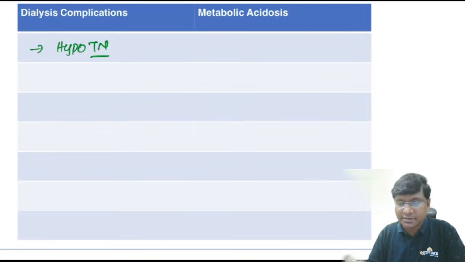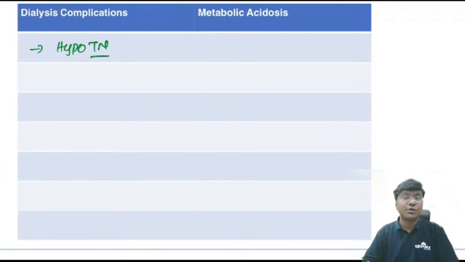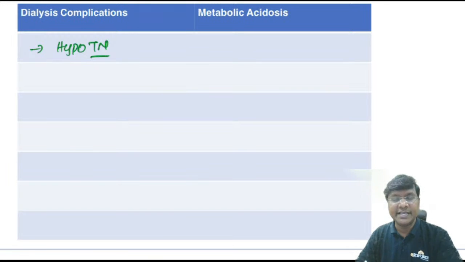And what is the reason for the hypotension? Because you are taking a large volume of fluid from the body and sending it to the dialyzer, and thereby the fluid volume reduces in the body, resulting in hypotension. So immediately what you need to do is stop that particular dialysis, right? And if required, you need to give inotropic agents.